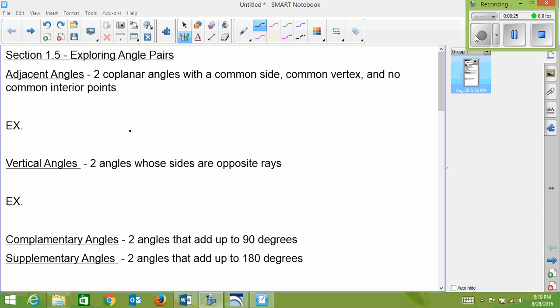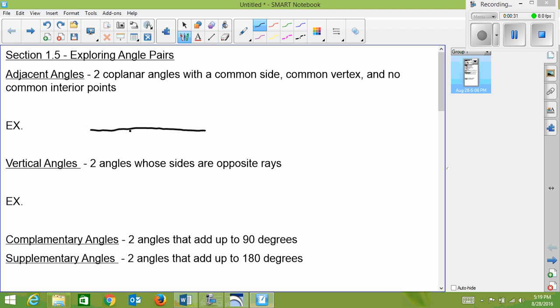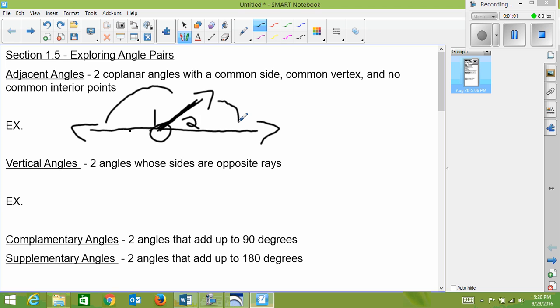So vertex and sides that they share, adjacent angles. So if I have something like this, and we're just going to call this angle 1 and angle 2, that would be considered adjacent angles. They have a common side, being this one. They have a common vertex, which is here, and they have no common interior points. That means that inside of here does not share any points that are inside of there. So that would be adjacent. Adjacent also means right next to or connected to.